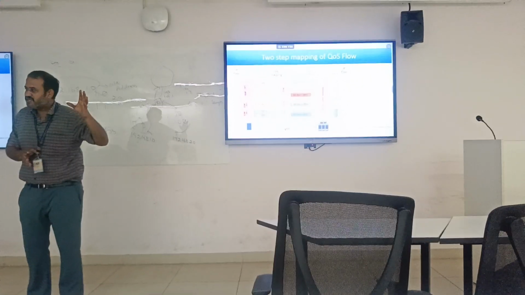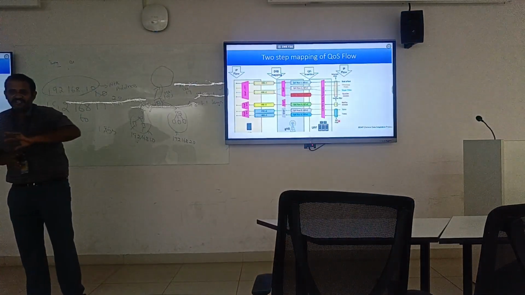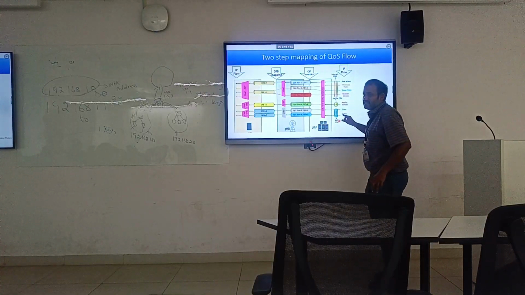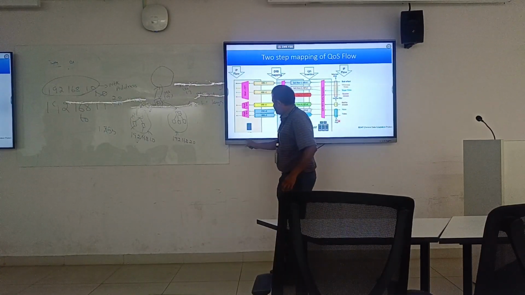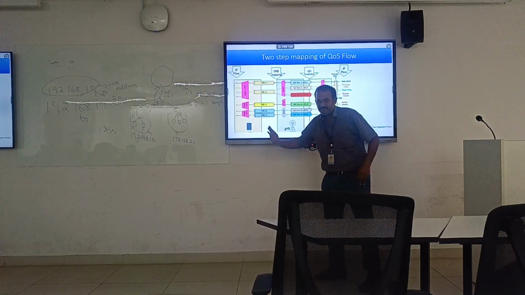Downlink is from the external data network to your user area. Correct? So this flow is from your external data network to your user area. This is your user area. Your call flow is from external to user area.